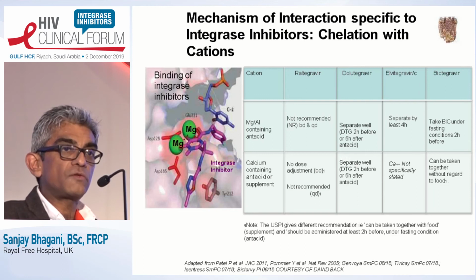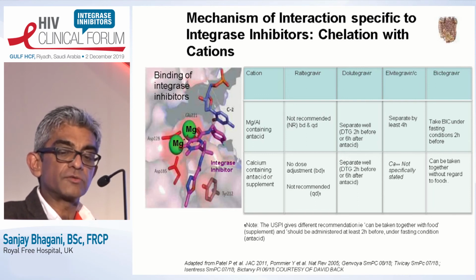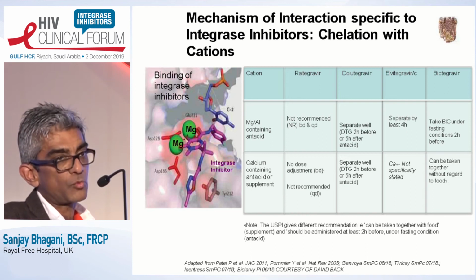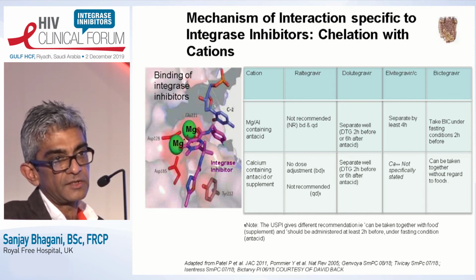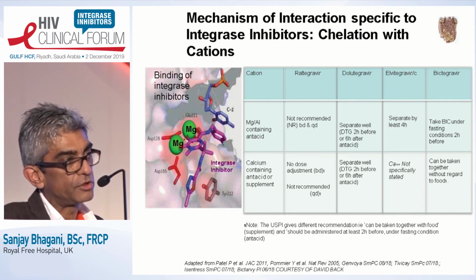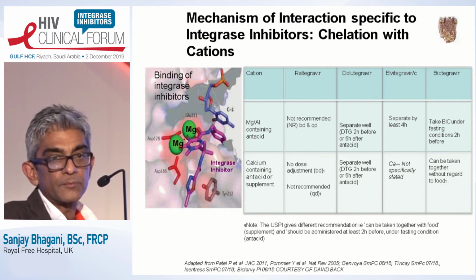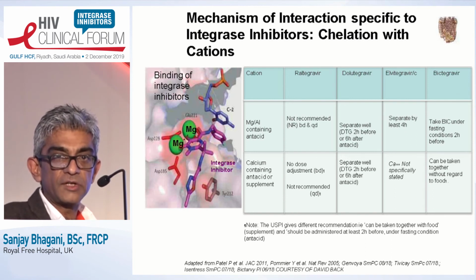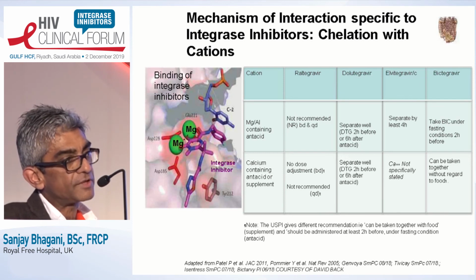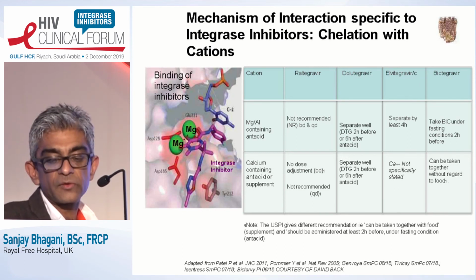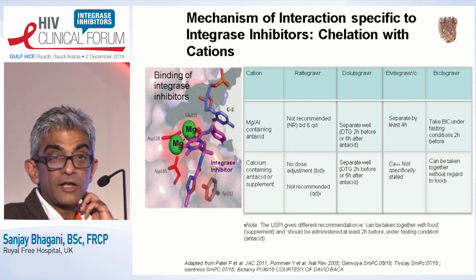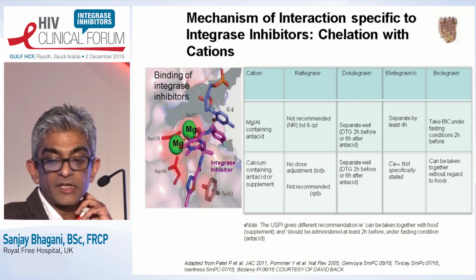One of the other important drug-drug interactions is chelation with cations. Remember when we first looked at the structure of the integrase inhibitors, I said one of their modes of action was to chelate positive ions on the integrase enzyme. So positive ions in the blood will chelate with integrase inhibitors, and so this is particularly an issue with magnesium, aluminium, and calcium-containing medications.